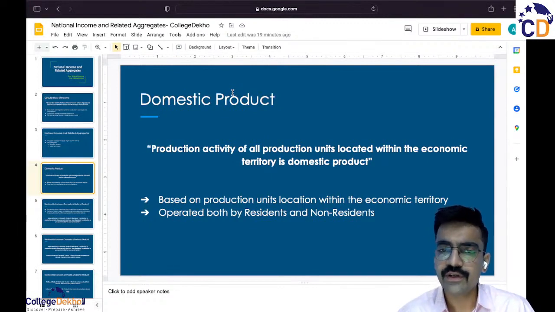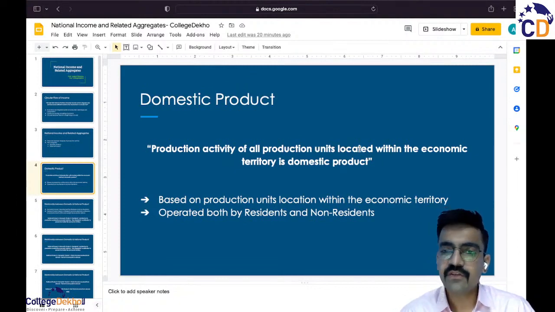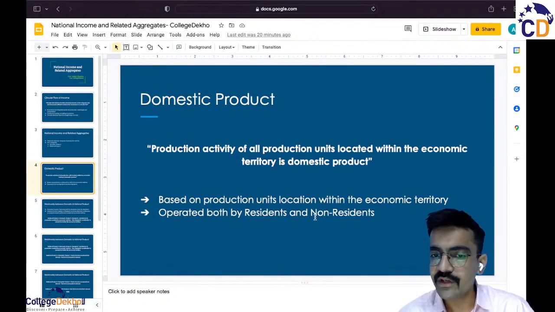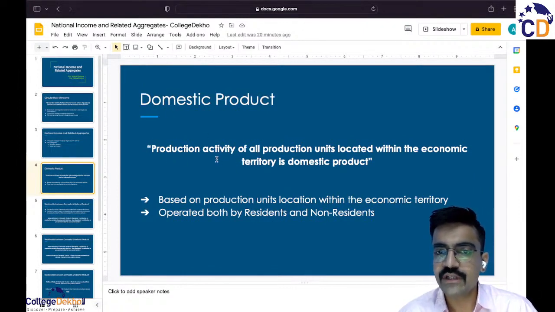Now, it does not really matter if the person is a resident or a non-resident up to a certain level, but what really matters here is where the production unit is located, right? So, if it is located in India, in our country, then it could be operated either by a resident or by a non-resident. It does not matter, and whatever the value of the production activity is, it will be included in the domestic product of the economy, right?